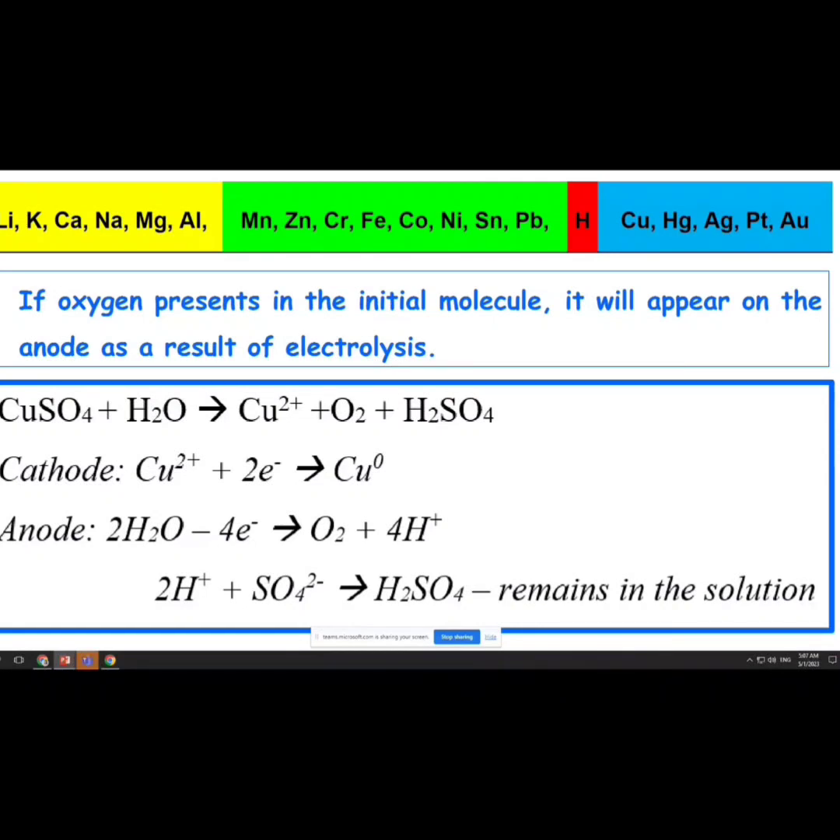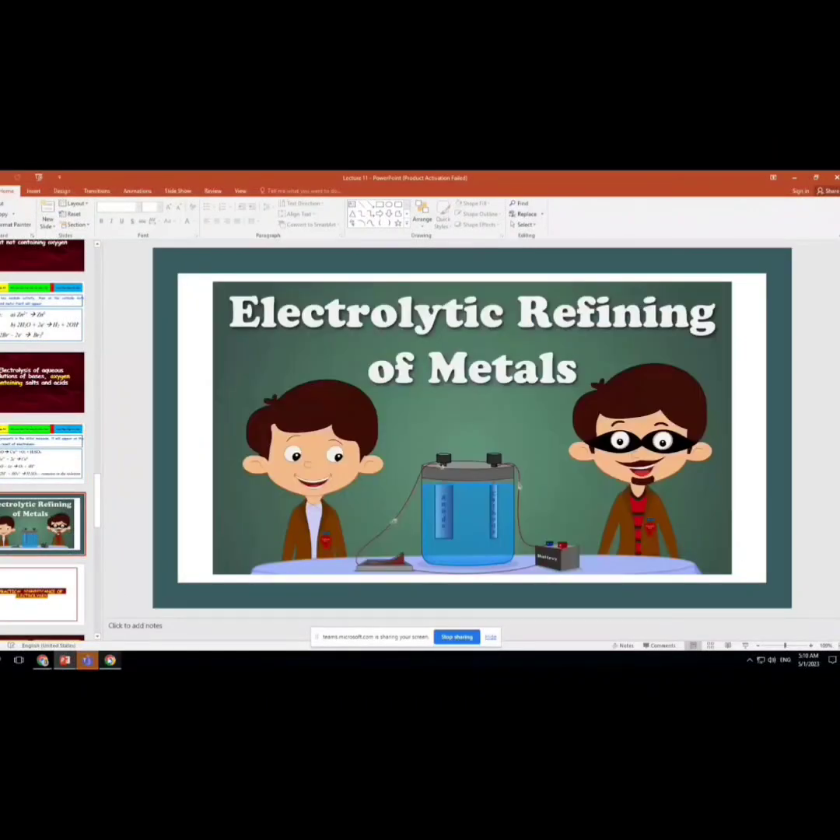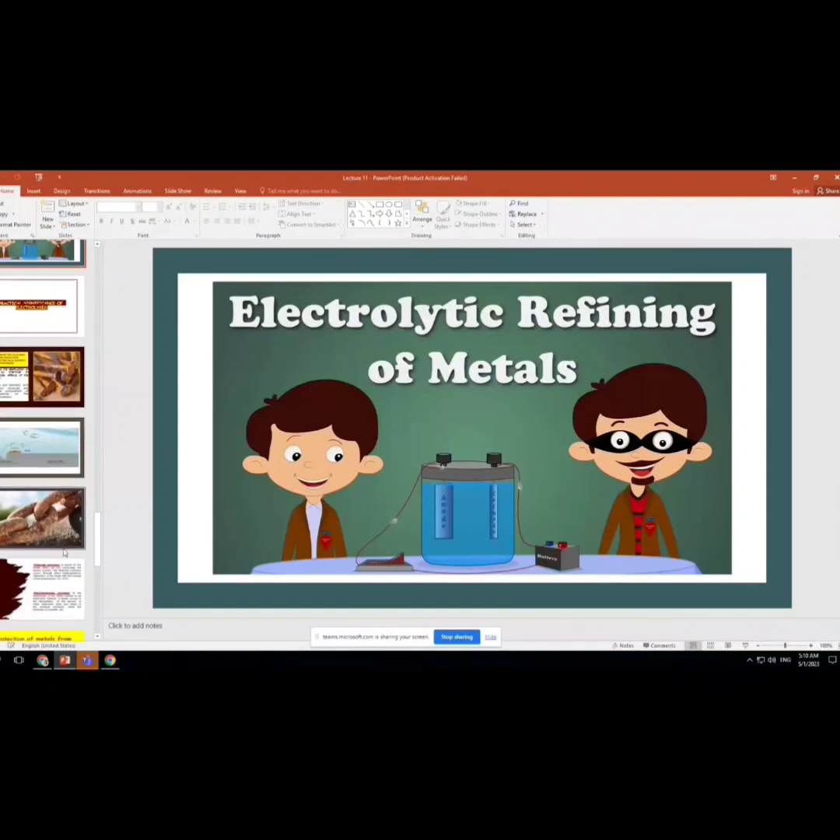The hydrogen that we get here will join with the SO4 2 minus anion. We will get H2SO4. So in the case where we have oxygen, on the cathode all the processes are the same, that's why I did not write it. But on the anode, it will be a bit different. We will stop here. Next lesson we will continue. We will do the experiment, and while waiting for the final result, we will talk about the continuation.